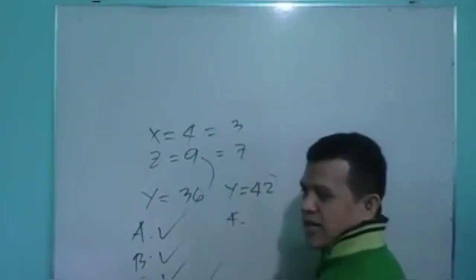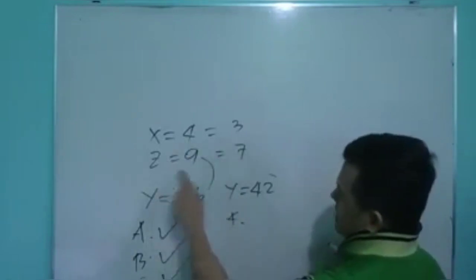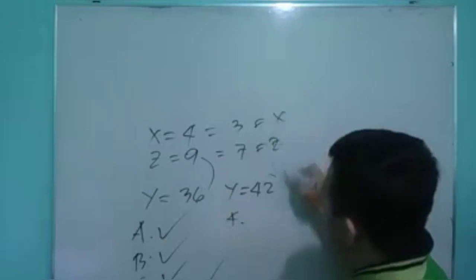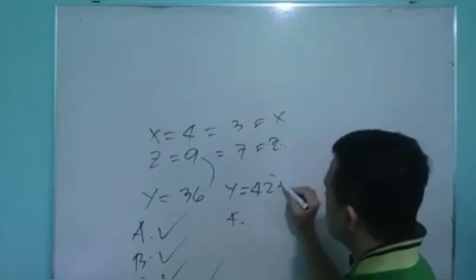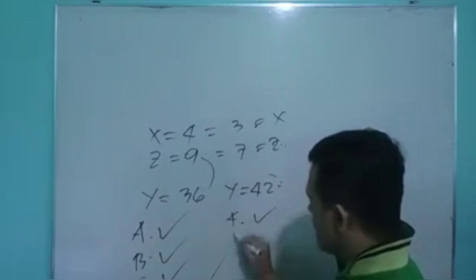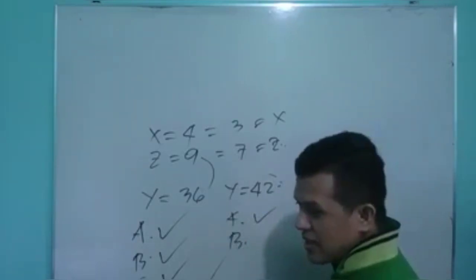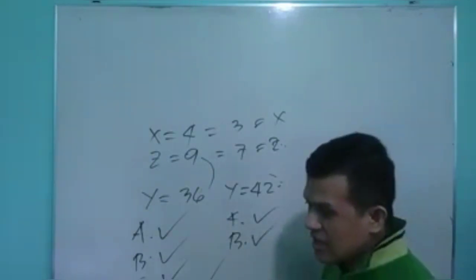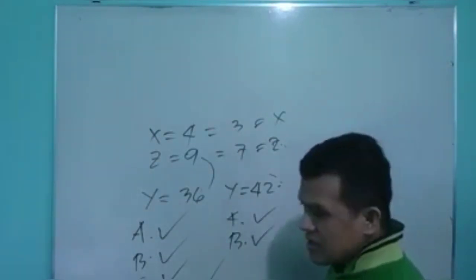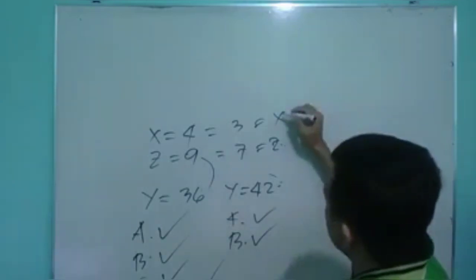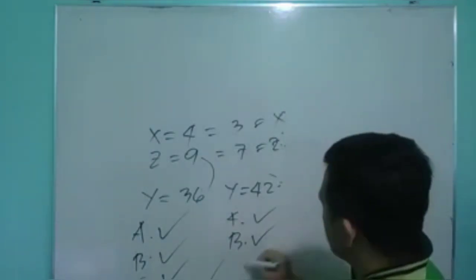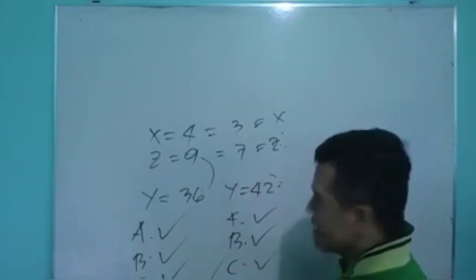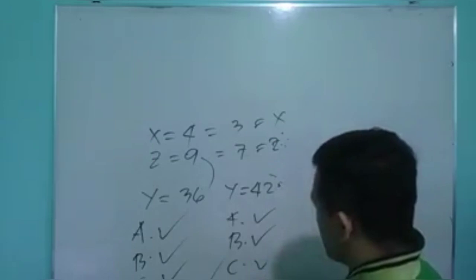A, y times z, where's that? This is z, and this is x. So y times z is a multiple of y times z, that's correct. And letter b, x is a factor of y. X is a factor of y, that's correct. And x times z is a factor of y. So x times z, that's also a factor of y. That's correct. Z divides evenly into y. Z divides evenly, that's correct.